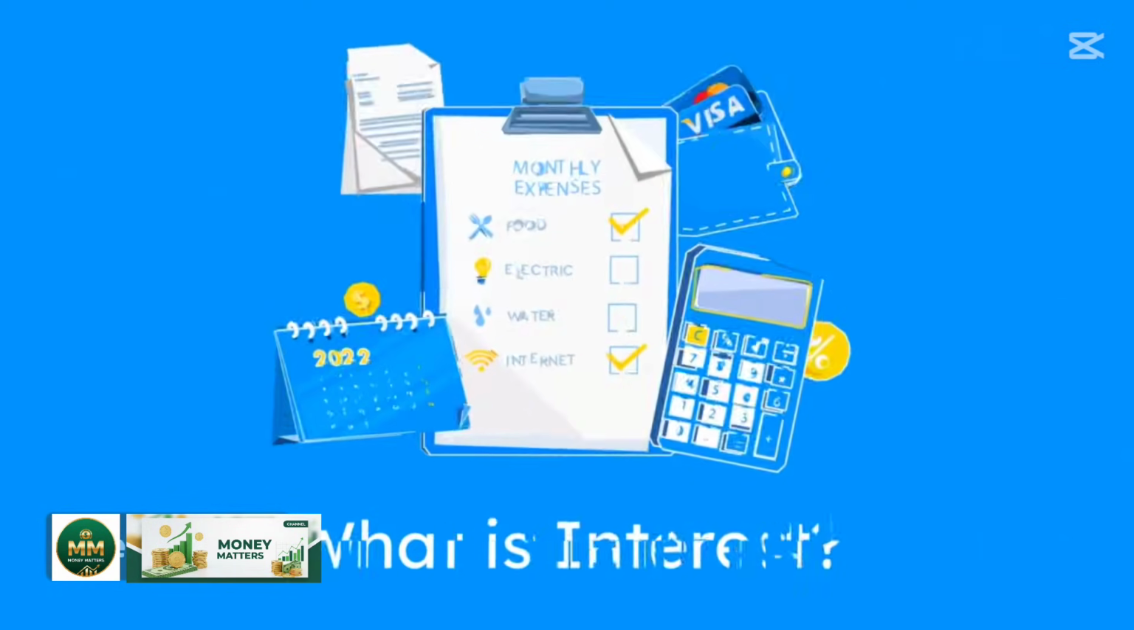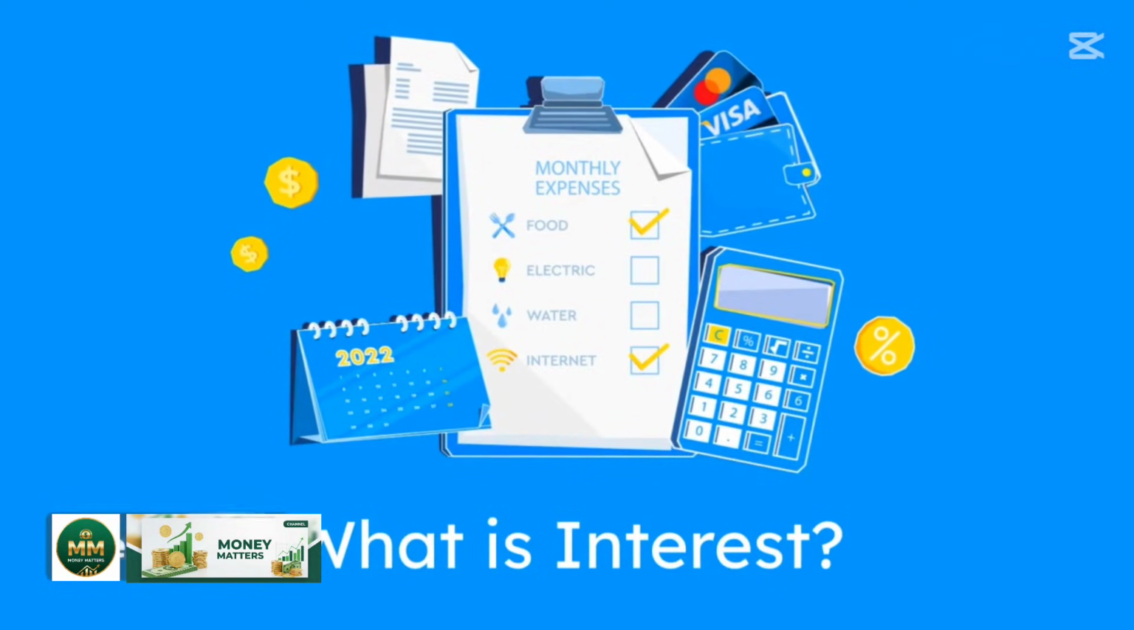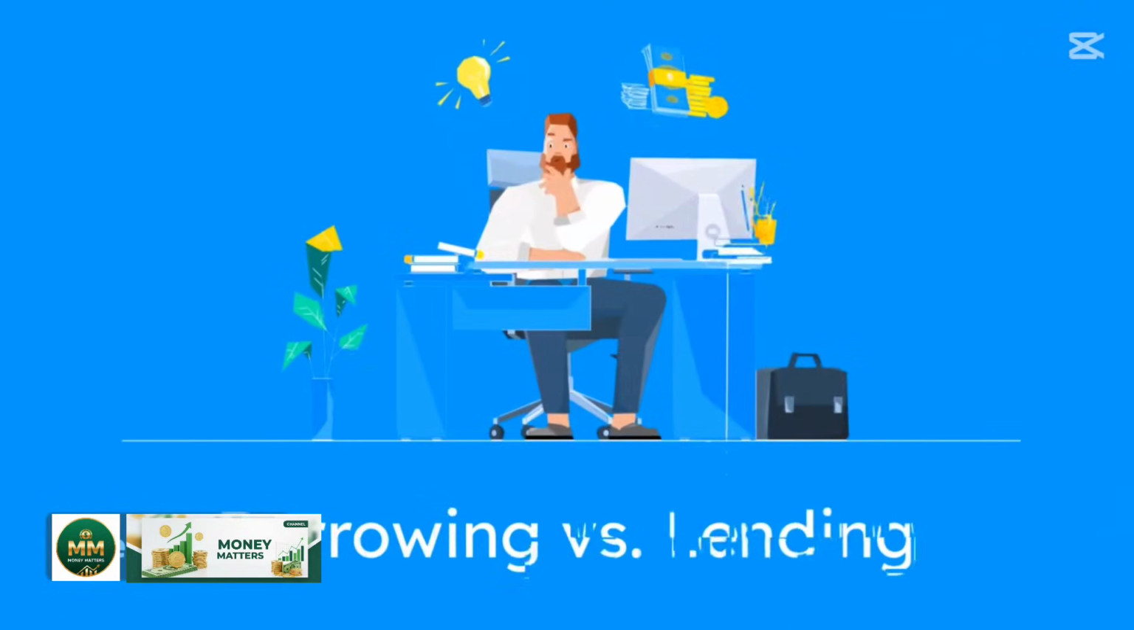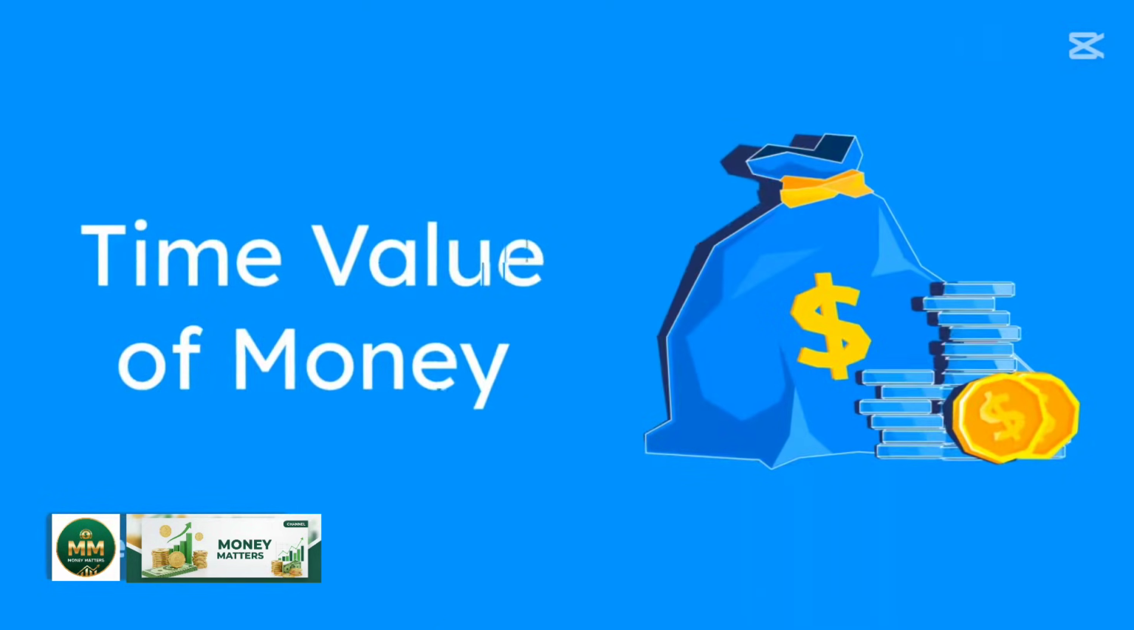So what is interest? In simple terms, interest is the cost of using someone else's money. If you borrow money, you pay interest. If you lend money, you earn interest. It's basically a rental fee for money. And there's one key principle here: the time value of money. Money today is worth more than the same amount in the future.